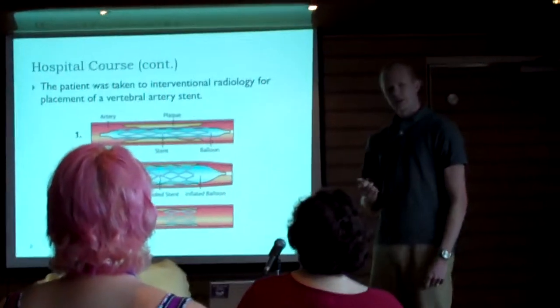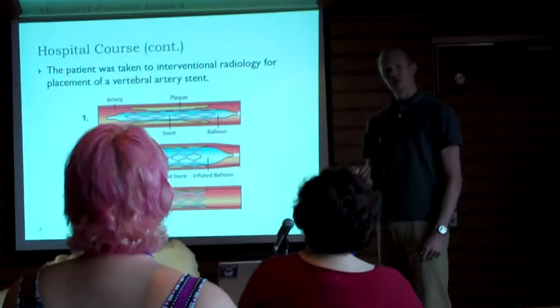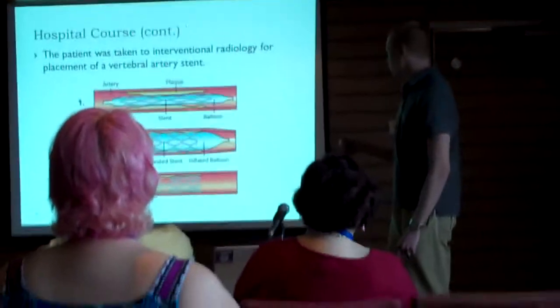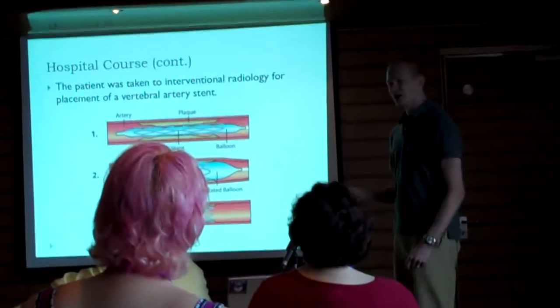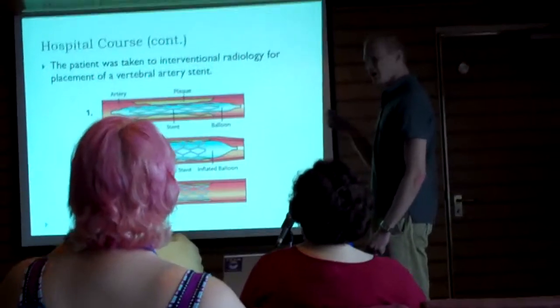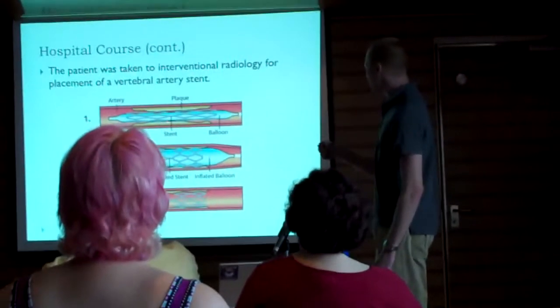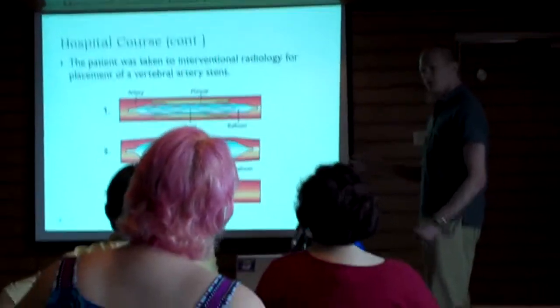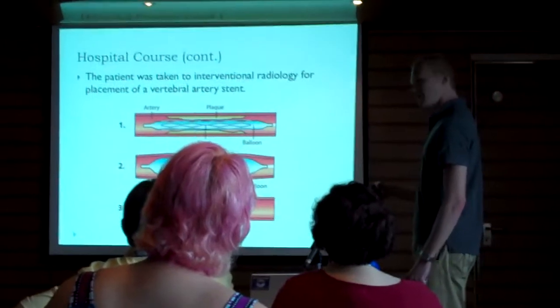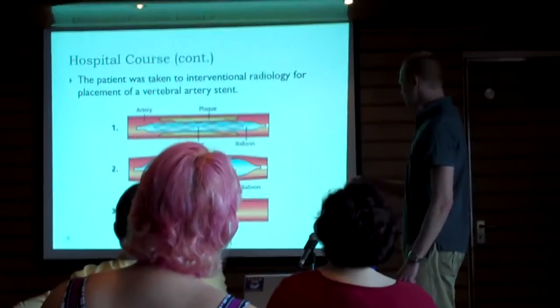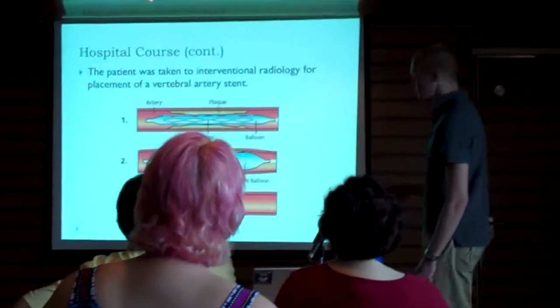He was taken to interventional radiology for placement of a vertebral artery stent. We want to get the blood flow going back through this artery. We want to stop any clots from breaking off. So we put a wire mesh fed through his artery right here. Then we inflate a balloon, expand the mesh, and that allows the blood flow to resume back through here. And it also prevents any clots from breaking off here.